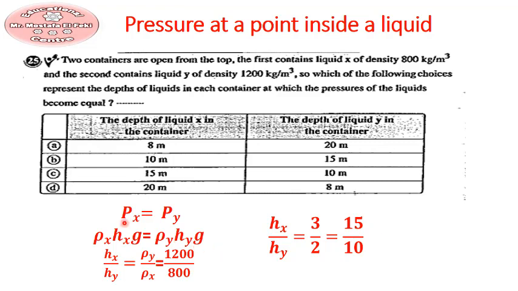The pressure is equal, then the pressure Px equals the pressure Py, then rho Hg of X equals rho Hg of Y. Then cancel G with G, then the height of X divided by height of Y equals density of Y divided by density of X. Then the ratio is 3 to 2. Which one represents 3 to 2? 15 to 10.